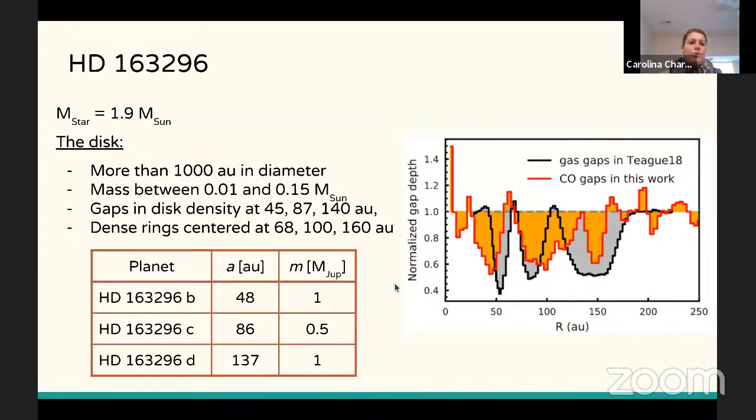And so this system has an extended disk of about 1,000 astronomical units. And in these three gaps, there are supposed to be 3 planets of around a Jupiter mass at these distances right here. And observers are able to measure the depth of the gas depletion and of the CO. And so we will use this for our dynamical analysis.